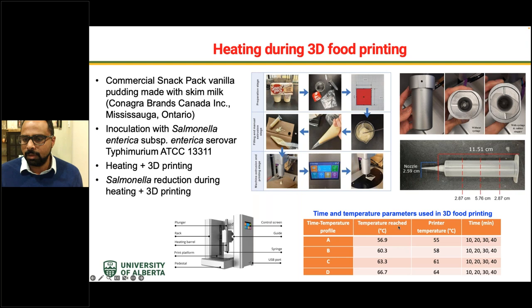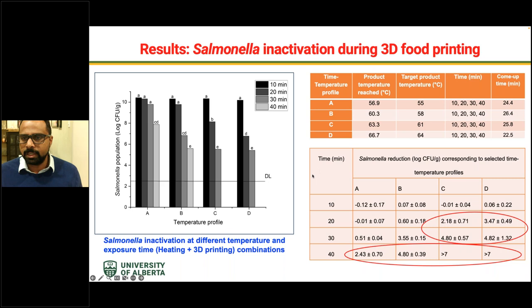Then we looked at the Salmonella inactivation. We found that the Salmonella population was significantly reduced during heating at these temperatures, from 55 to 64 degrees Celsius. The Salmonella reduction was more than 2 log. That means more than 99% Salmonella reduction during the heating, even at 55 degrees Celsius after 40 minutes. In the case of 61 and 64 degrees Celsius, the Salmonella reduction was more than 7 log. So that's a very significant Salmonella reduction during the heating and printing process.